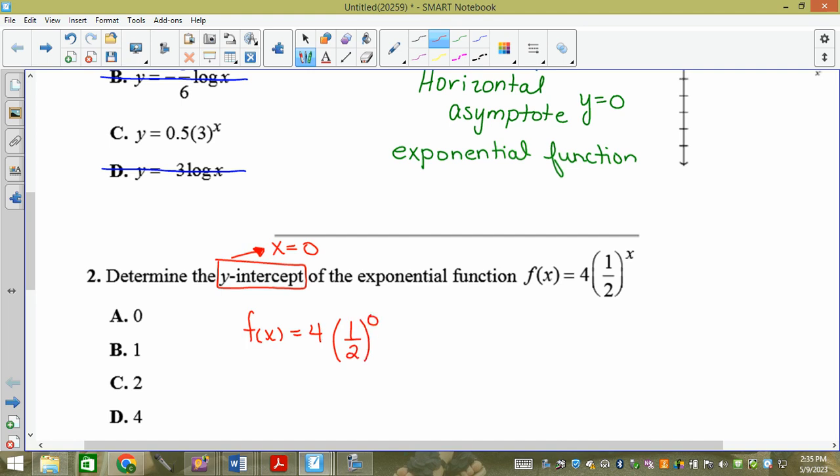What is anything to the power of 0? 1. So this becomes a 1. And what's 4 times 1? 4. So my y-intercept is at 0, 4. So whenever you have a y-intercept, you can just plug in 0 for x every single time in any equation, right? But in exponentials, we do know that this, in this form, is our y-intercept.